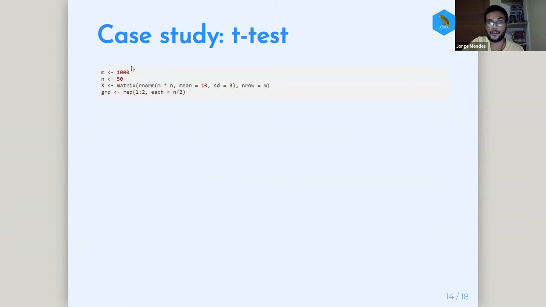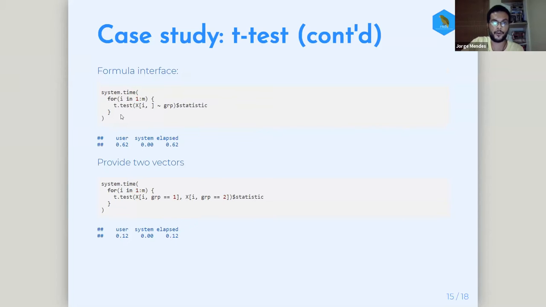You have 1,000 observations of 50 patients, so you have 100 rows, 50 columns, and the columns belong to two groups. So we'll run the t-test 1,000 times. We'll run the t-test on each row. We can do this with a for loop over the rows. And you can use a formula interface with the groups, or you can pass the vectors directly. You can pass the two groups directly, which is a little faster.